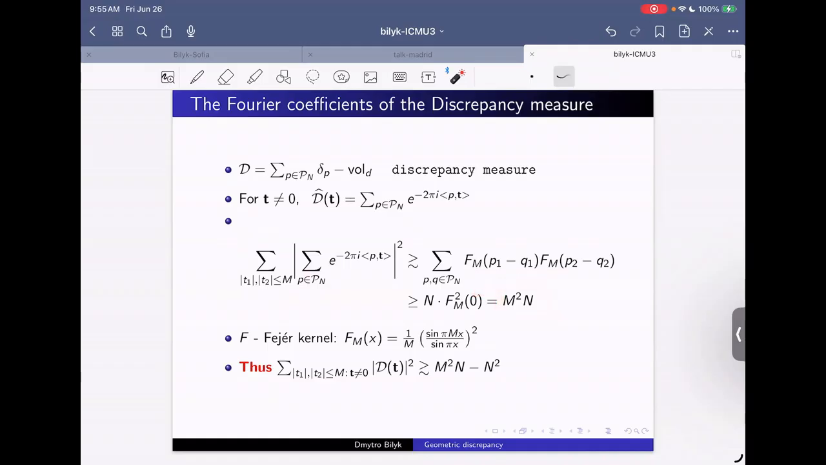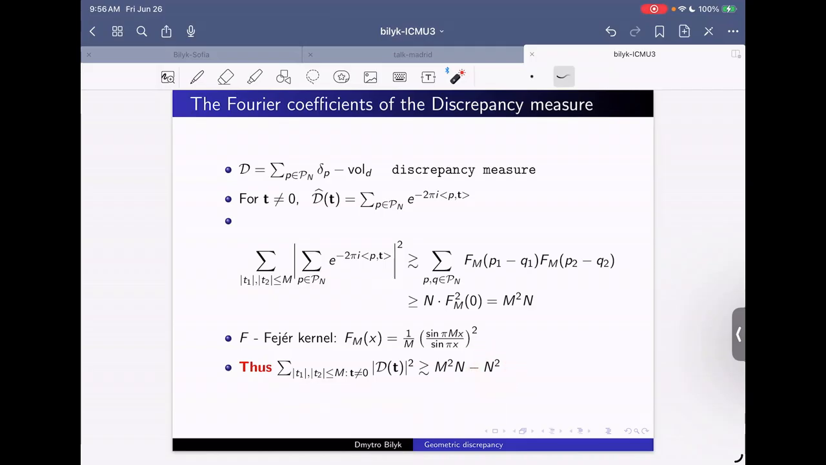But now, instead of this quantity, I actually want a bound for this quantity. The only difference is that here I need to subtract the case t1, t2 equals 0, 0, when the vector t is 0, because in that case the Fourier coefficient is 0, so I don't want to count it here. But in that case, all of these terms will be equal to 1. You get n terms, and you square it. So you get n squared. So this is what you need to subtract.